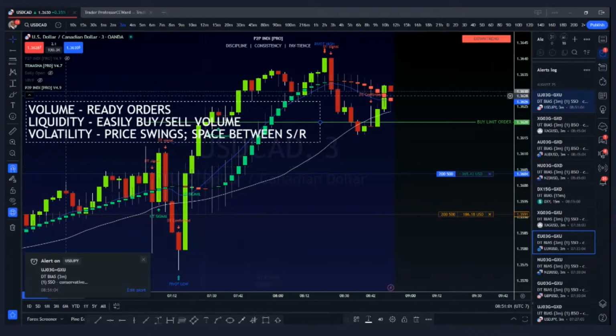And so focus, focus, focus. You can easily Google that. Just Google Forex pairs with the highest liquidity, but I'll save you some time.